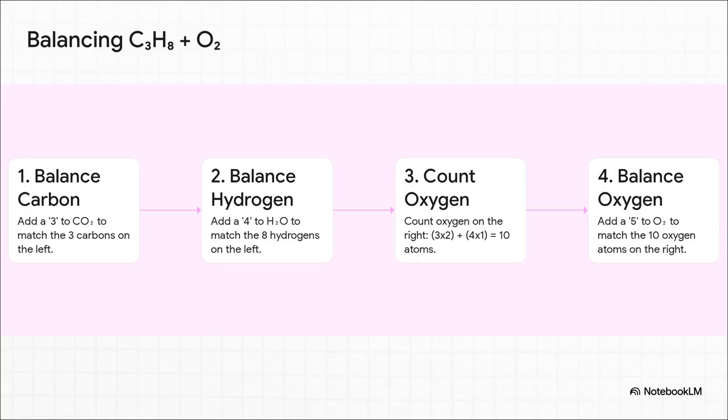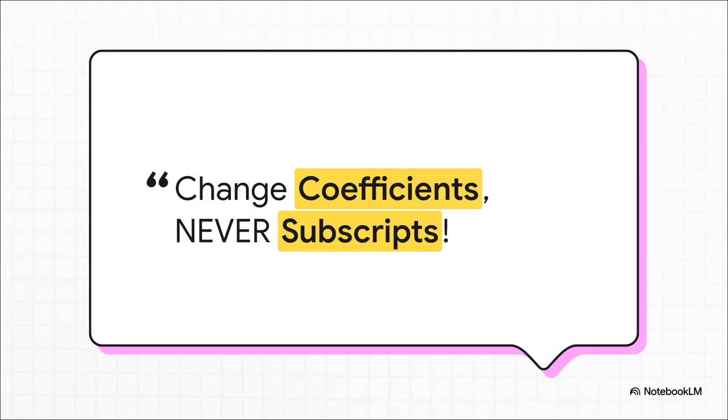Look at this reaction for burning propane. There's a method to the madness here. You just go one element at a time. First, you balance the carbons. See that? We put a 3 in front of the CO2. Then, you balance the hydrogens, so we pop a 4 in front of the H2O. Now, here's a pro tip. Always save elements that are by themselves, like that O2, for last. It's way easier. You just count up all the oxygens on the right. Let's see, that's 6 plus 4, so 10 total. And then you can easily balance the O2 on the left by putting a 5 in front of it. Boom, balanced.